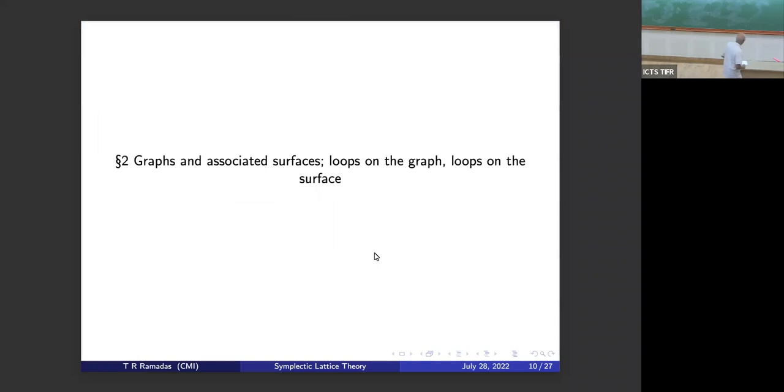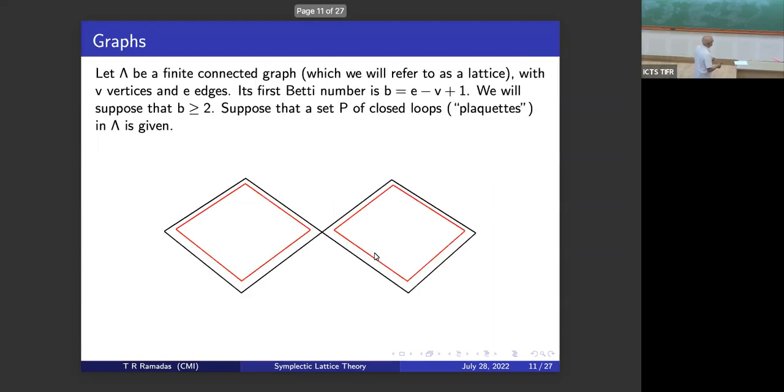So now, how to go from graphs to associated surfaces? After all, I'm interested in lattice gauge theories, and lattice gauge theories are defined on graphs. So let lambda be a finite connected graph, which we will refer to as a lattice, because eventually we'll be interested in lattices with V vertices and E edges. Its first Betti number is given by that expression, where we will suppose, as I said, that B is greater than or equal to 2.